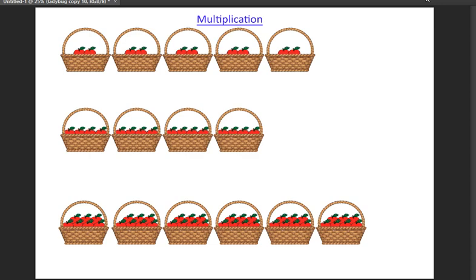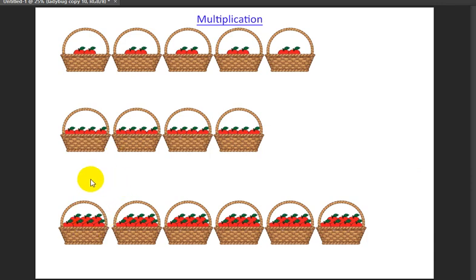Today we will begin discussing multiplication. We will begin by talking about what multiplication is and where we use it. So, multiplication is an operation just like addition and subtraction, and it is used when we want to add many groups that are the same.